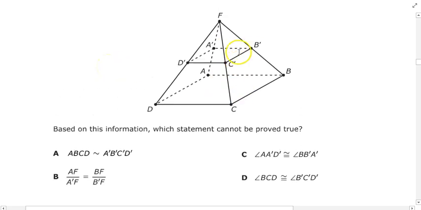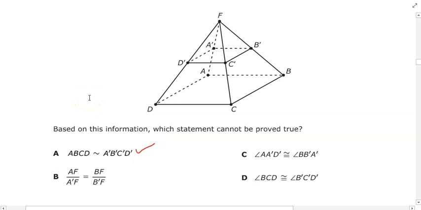Okay, whenever you do have a pyramid or cone and you do a cross section parallel to the base, it is going to create a similar figure. So I know that this first one here is true. If you think about no matter what shape the base is, if they're all going to a point up there, it will create a similar figure. For question B, we could look at the ratios of corresponding parts here on each of these shapes.